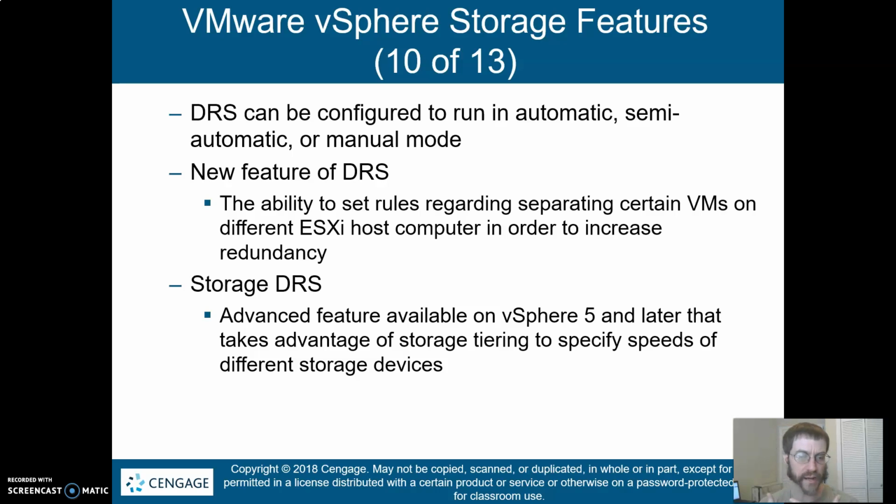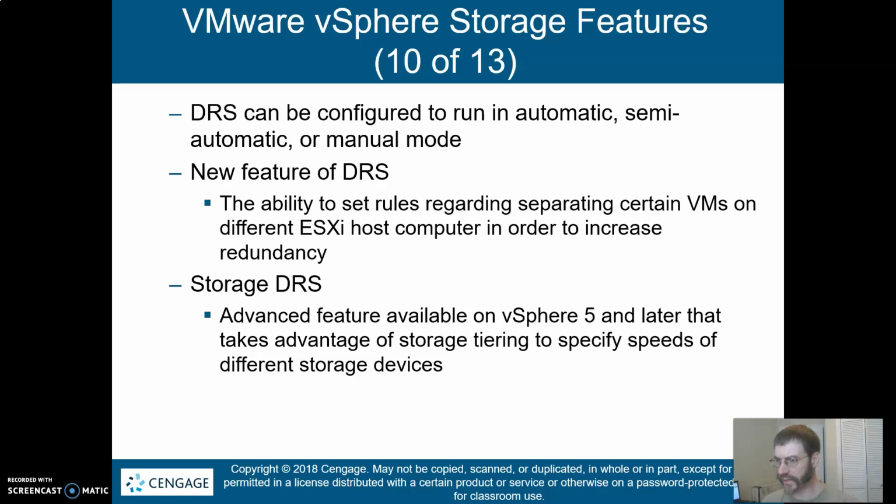Storage DRS can also, after vSphere 5, take advantage of storage tiering to use different speeds of storage devices. Say, for example, you've got your SSD, and you've got a SCSI drive that's spinning at 17,000 RPM, and you've got a SATA drive that's spinning at 7600 RPM. You could specify that, hey, for my really fast writes, I want to go straight to the SSD. And then I can write it to the really fast SCSI. And then I can write it to the slow SATA, like that.